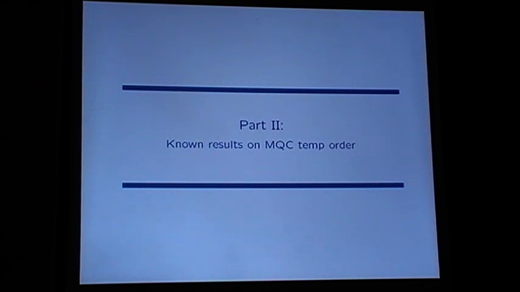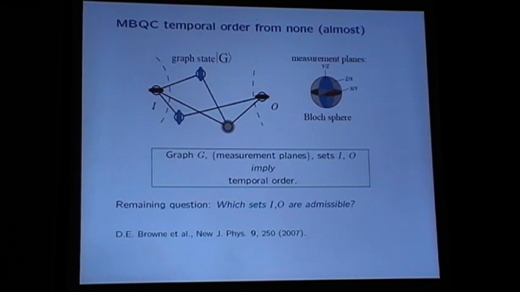Okay, so let me just briefly go through known results in this area of measurement-based quantum computation and temporal order. The question is, does the temporal order somehow emerge? Is it already specified from other pieces in this construction? And now I realize that I skipped a little bit too quickly.